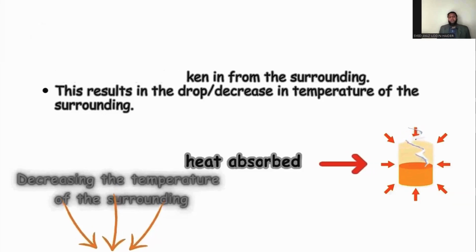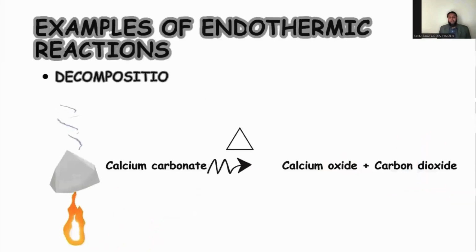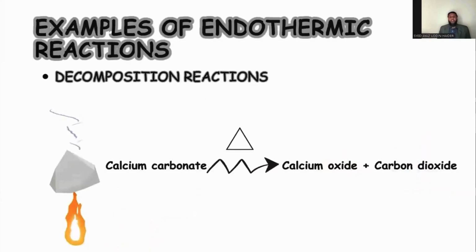The first example is the decomposition of limestone or calcium carbonate. If we heat limestone or calcium carbonate, it is broken down or decomposed into calcium oxide and carbon dioxide gas. As the decomposition of limestone gains or absorbs energy from its surroundings, there will be a drop or decrease in the temperature of the surroundings. So this is the first example of endothermic reactions.